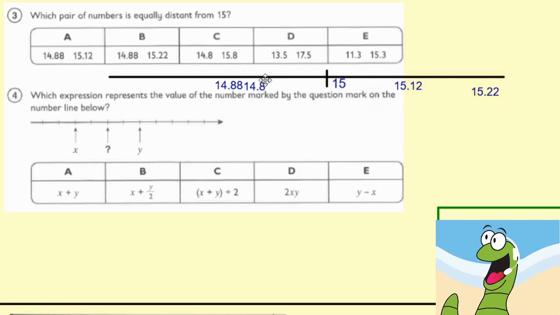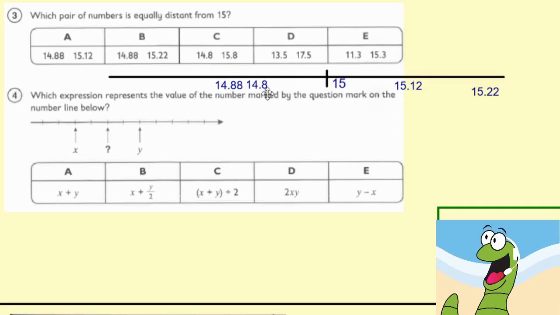Okay, doesn't seem to be able to do it. Oh, and we've got 15.8. Well, that's going to be somewhere over here, because that's only 15.12. What's the difference? Well, the difference between that and that is 0.12. The difference between 14.88 and 15 is 0.12. So that is basically equidistant, isn't it?